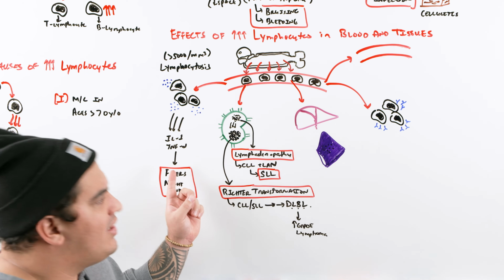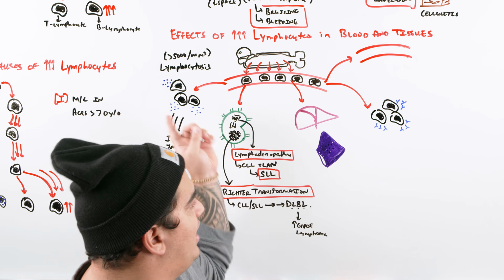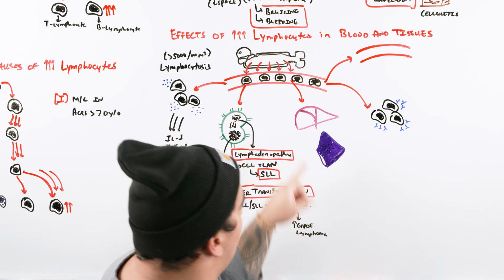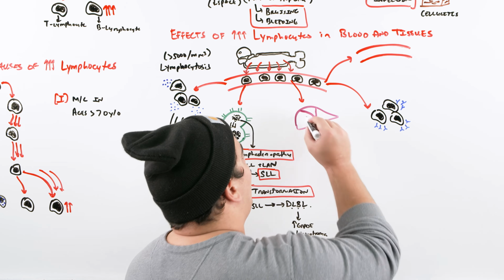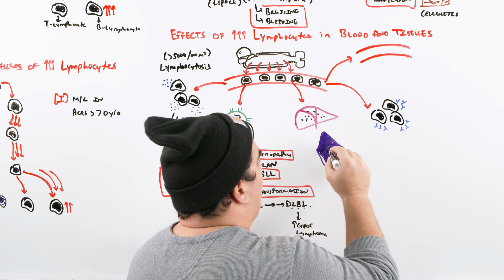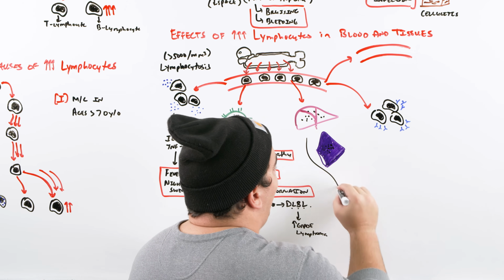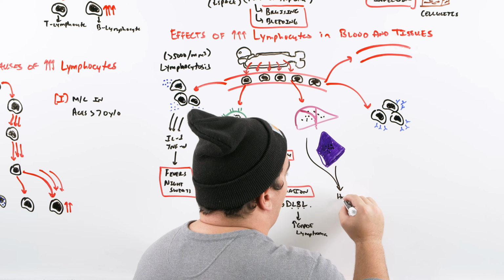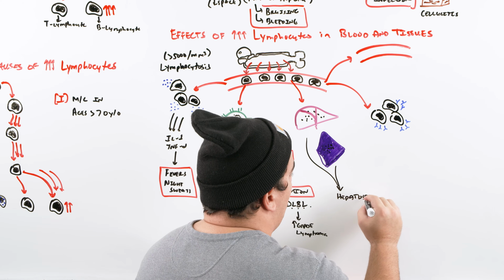We also can see some constitutional symptoms, fevers and night sweats, potentially from a predominant lymphocytosis. The other thing is that these lymphocytes can deposit into the liver, they can deposit into the spleen, and when they do that, they can cause something called hepatosplenomegaly, which you also saw in, what other disease?